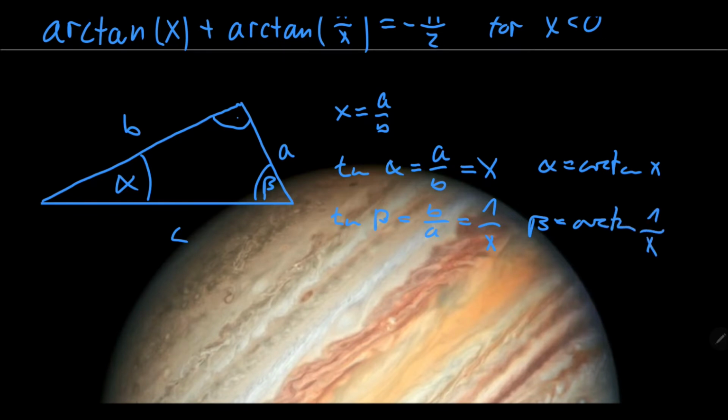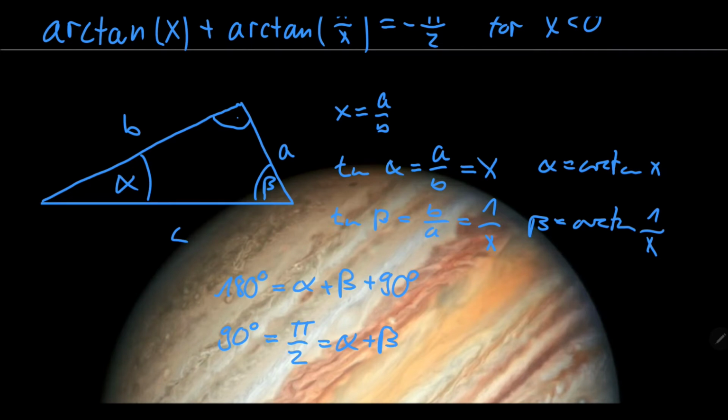Now, next we want to consider the very basic fact about triangles, that the three angles of a triangle always add up to 180 degrees. In our case, this means that 180 degrees is the same as alpha plus beta plus 90 degrees. Now, if we bring the 90 degrees to the other side, we get that 90 degrees, which in radians is pi over 2, is the same as alpha plus beta.